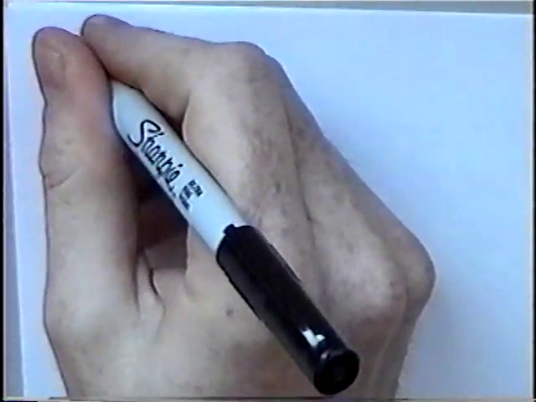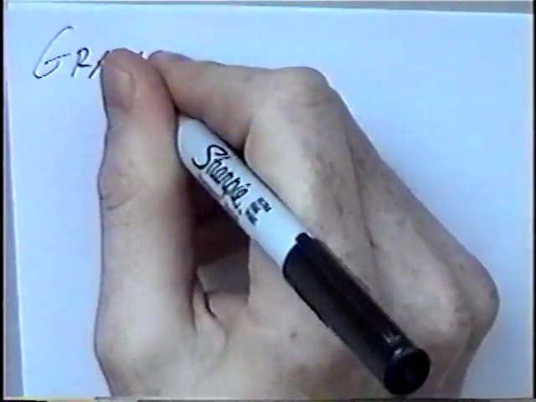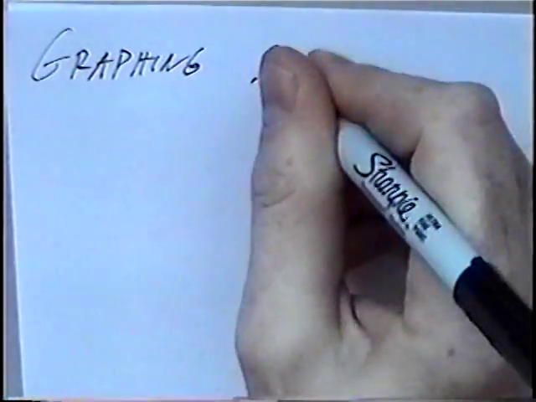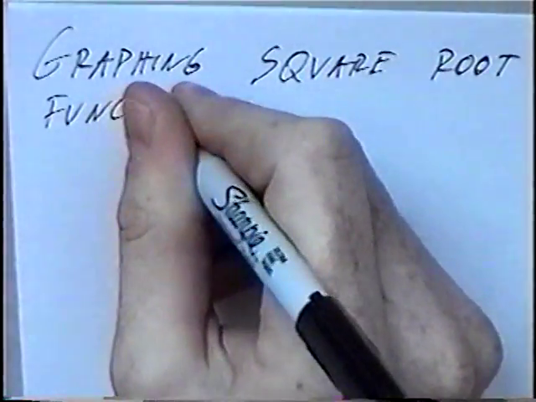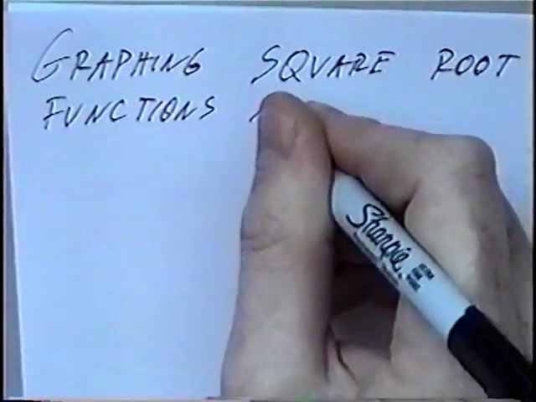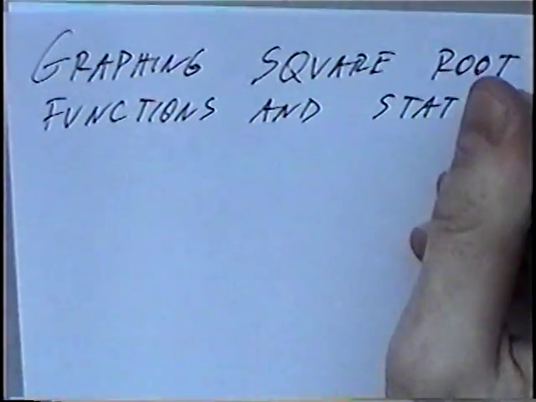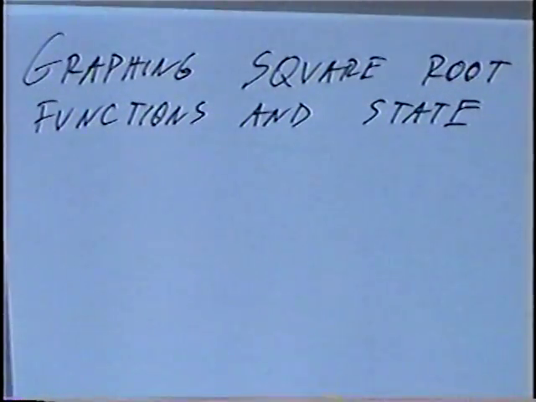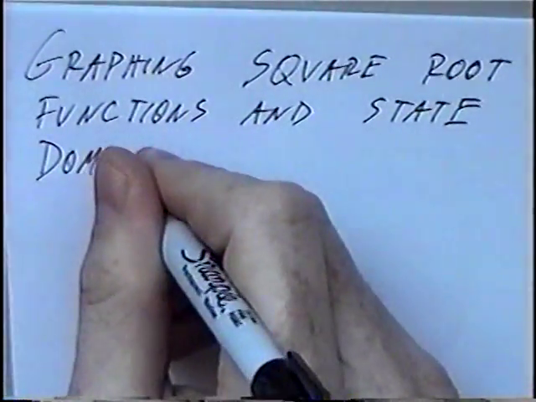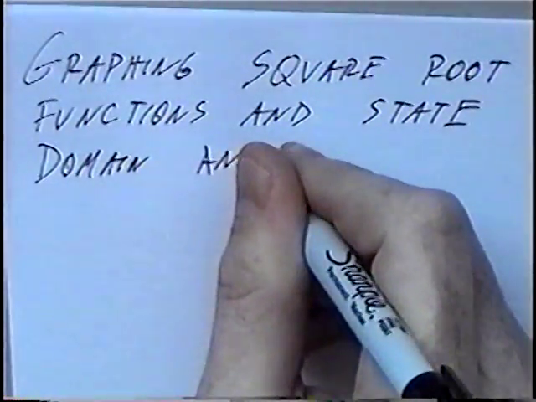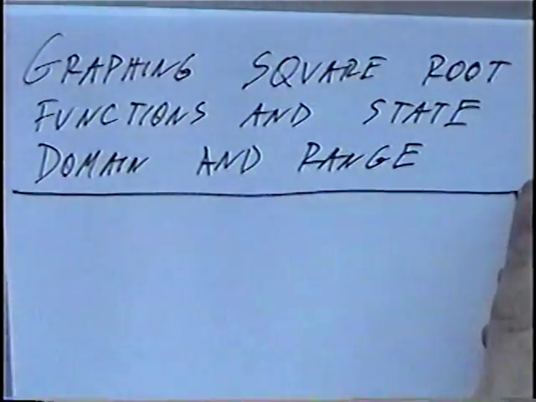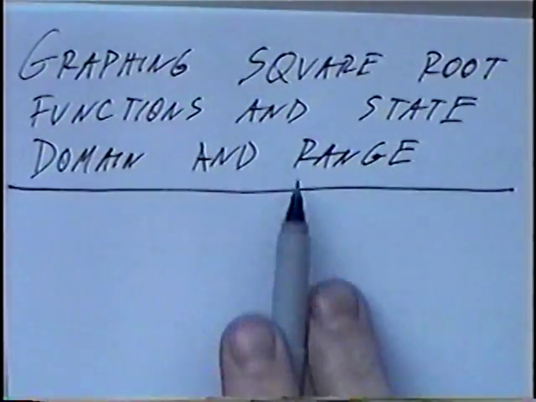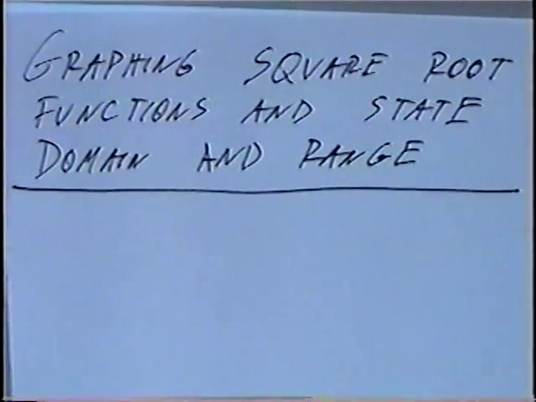Title of the first section today is Graphing Square Root Functions and State Domain and Range. In this section, we'll graph square root functions and we'll state the domain and range of those functions.